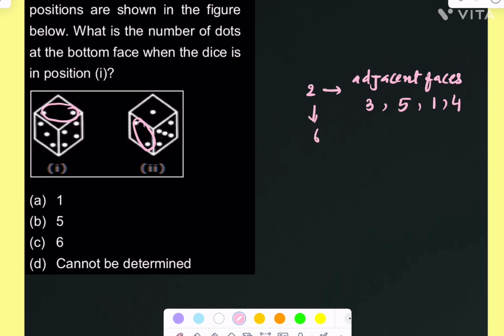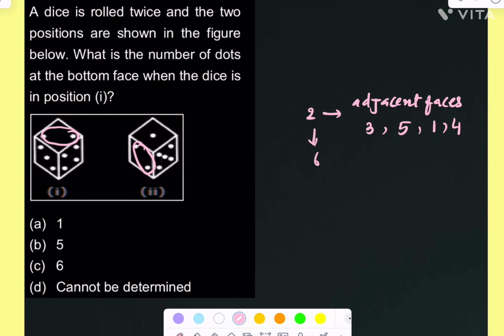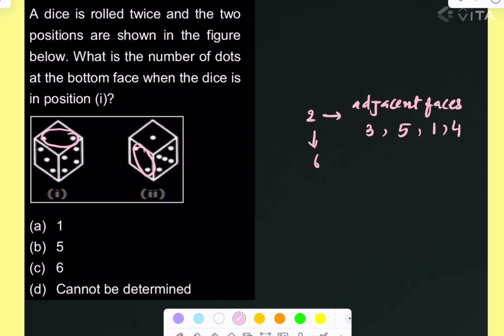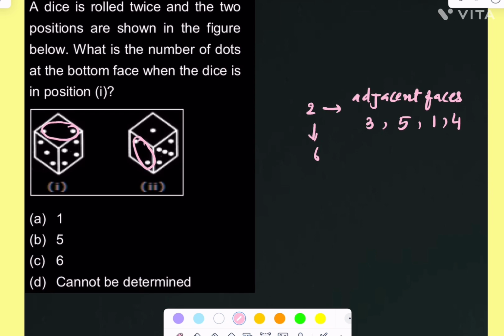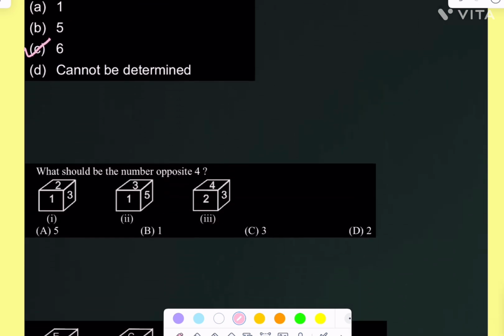So what they are asking here is what is the bottom face of the dice? Position number 2 only they are asking, and the opposite face of 2 is 6 only. No need to go for further investigation, clockwise, anti-clockwise, that is not required here, right? Clear? So in that way we can check it, right? And see here also.